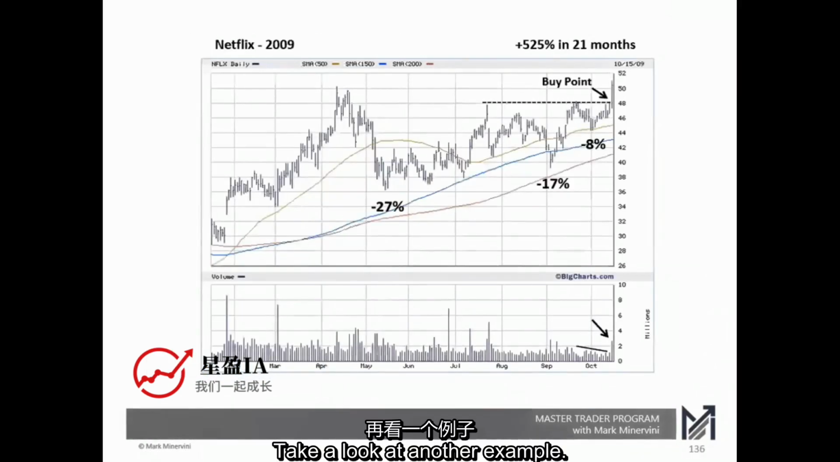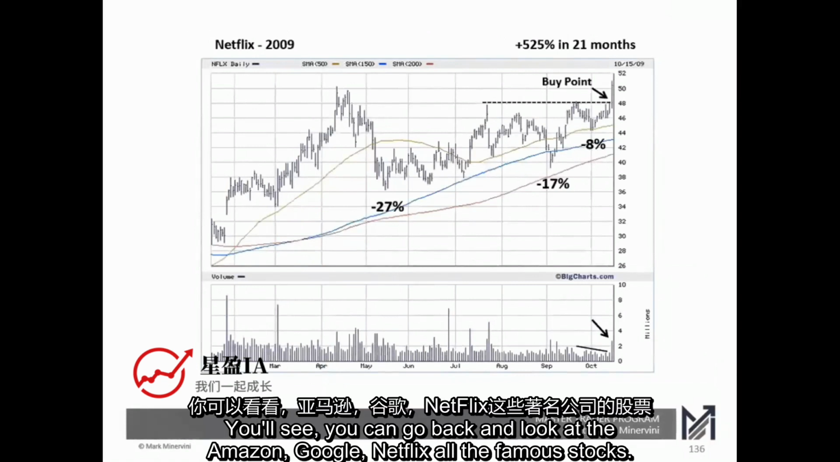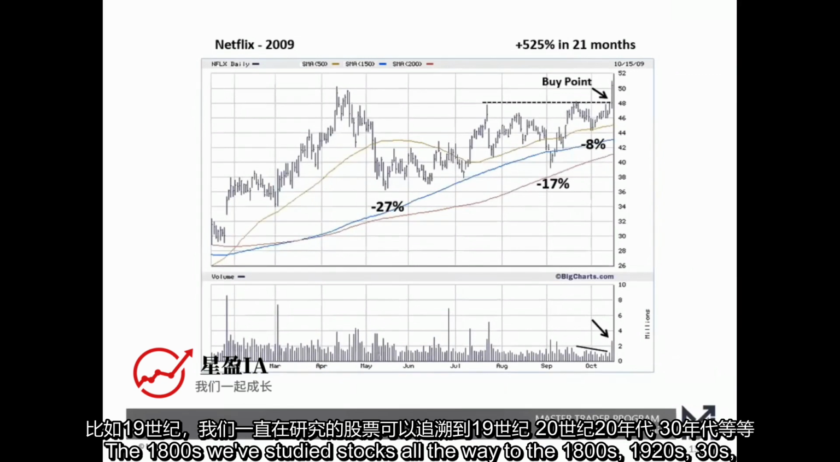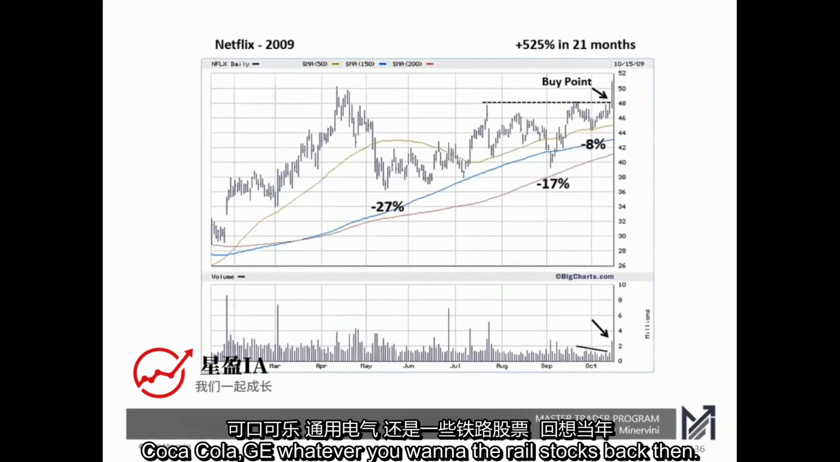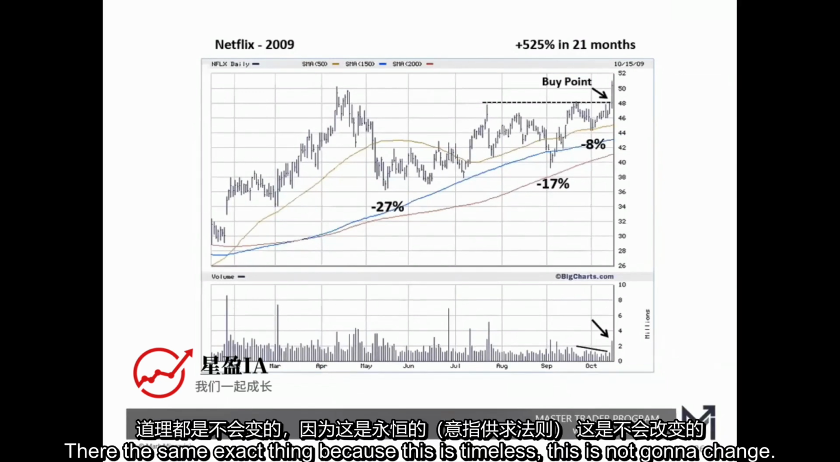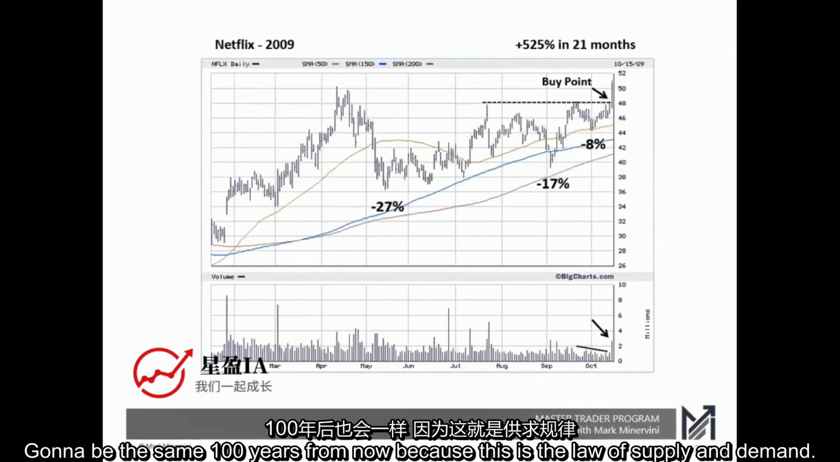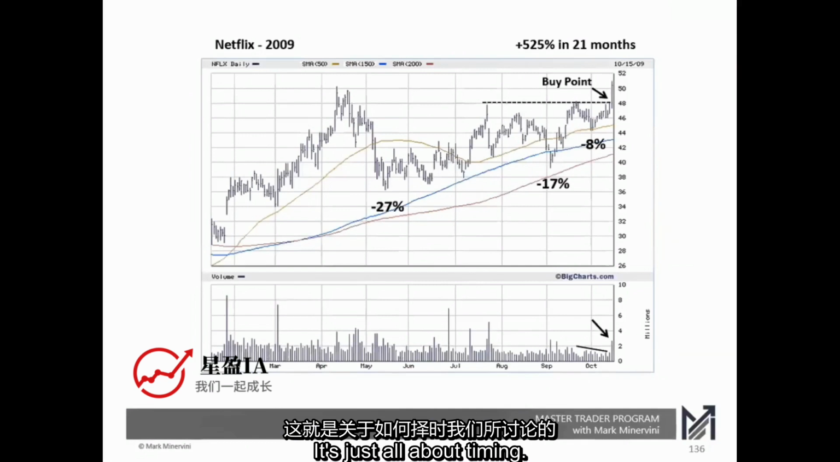Let's take a look at another example. You'll see, and you can go back and look at the Amazons, Googles, Netflix, all the FANG stocks. You can go all the way back to the 1800s. We've studied stocks all the way to the 1800s, 1920s, 30s, Coca-Cola, GE, the rail stocks back then. They're the same exact thing because this is timeless. This is not going to change. It's been the same since the beginning of the stock market. It's going to be the same 100 years from now because this is the law of supply and demand. It's just all about timing.